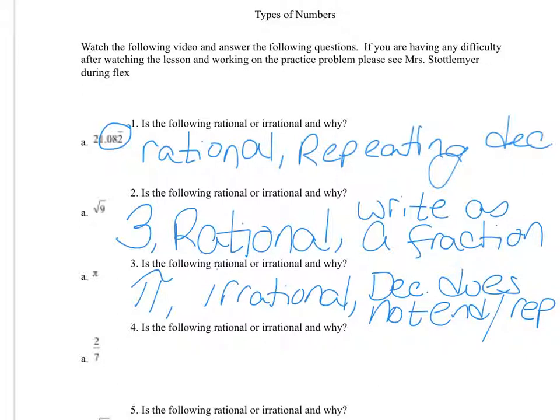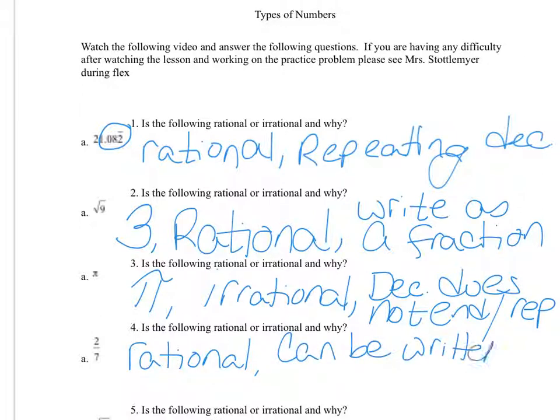2/7. 2/7 is rational. Why is it rational? It can be written as a fraction. How do I know it can be written as a fraction? Because it was given to me in fraction form. And if you were to actually find the decimal of 2/7, it does start to repeat. The 857 starts the repeating process. It's a longer repeat than we typically see, but it is a repeating decimal if you're going to go that route.